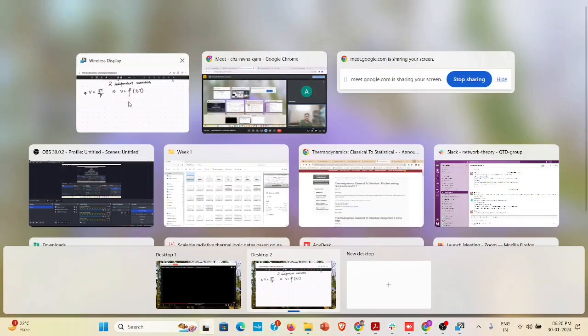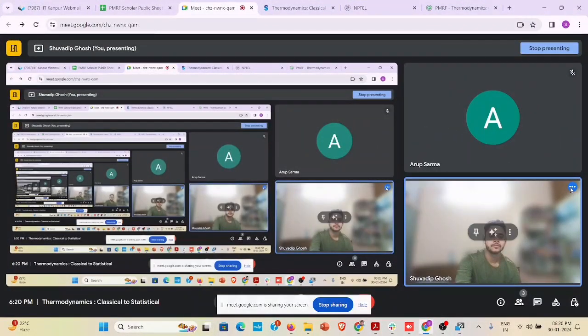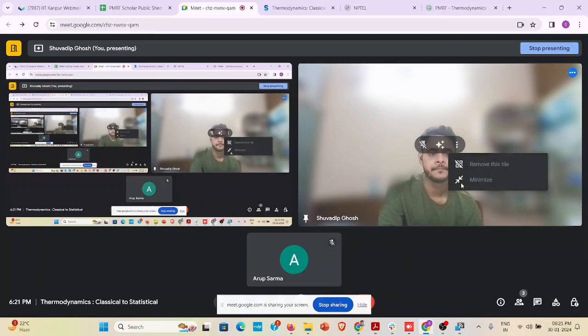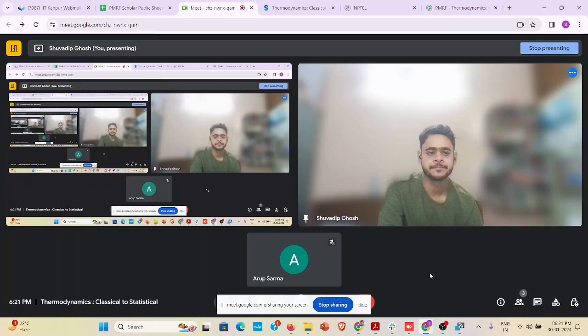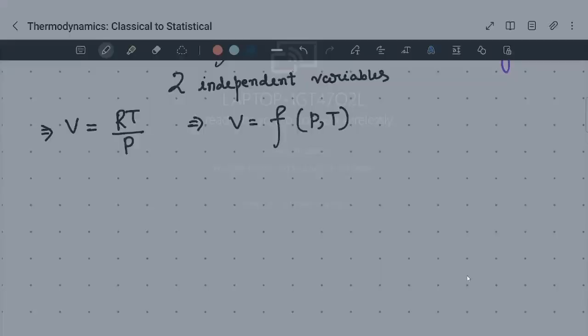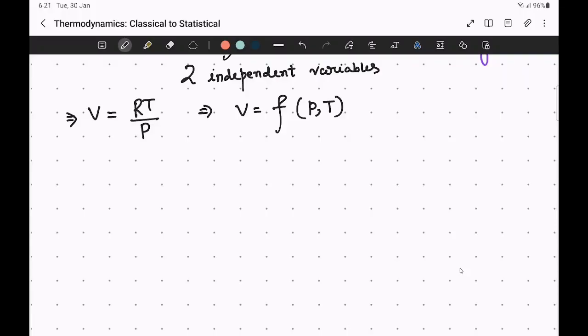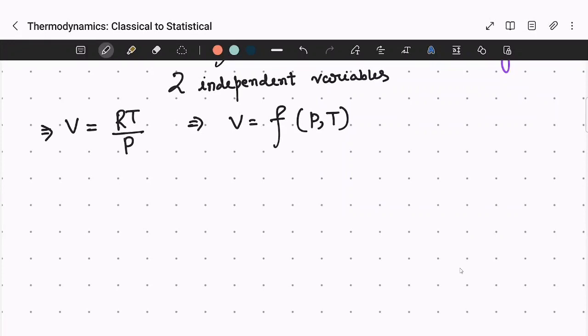Okay. So now, if this is the case, if V is a function of pressure and temperature, 1 minute, probably my screen is not visible. Here, probably I have to pin it. Sorry, hold on. Let me connect. Oh, it's okay.